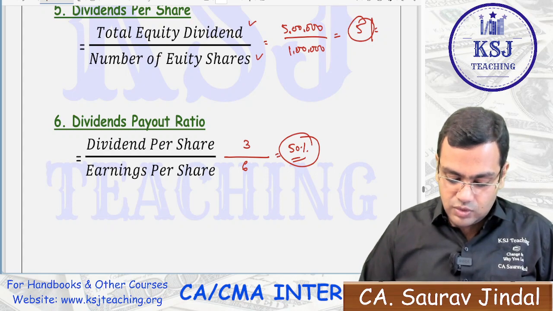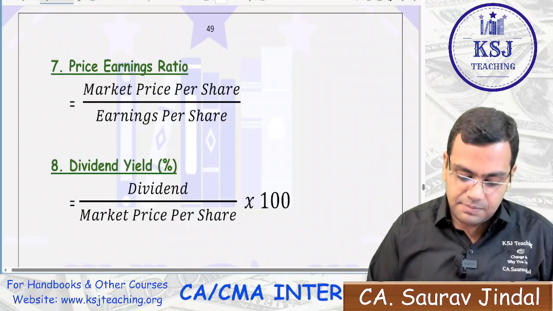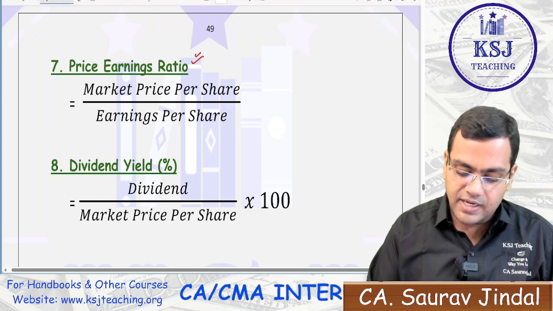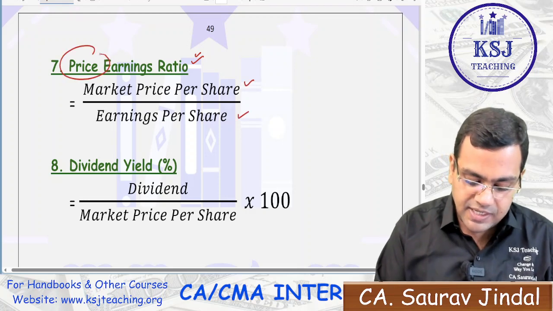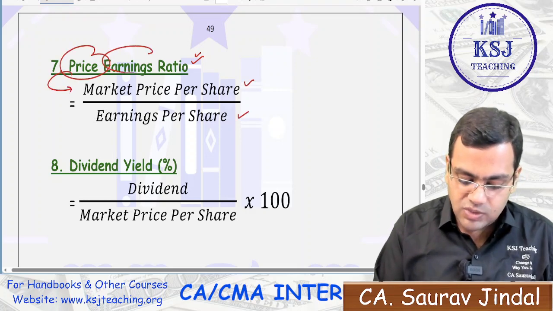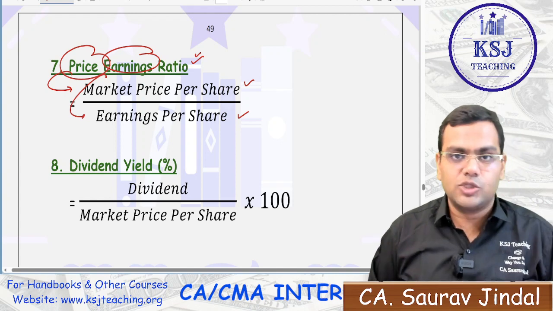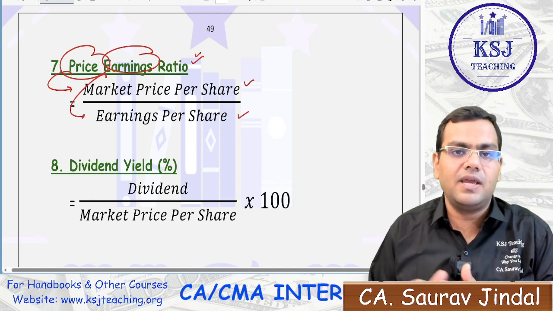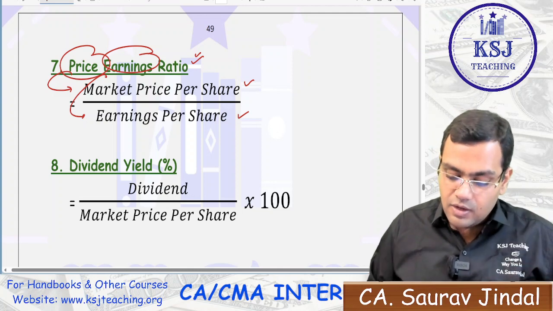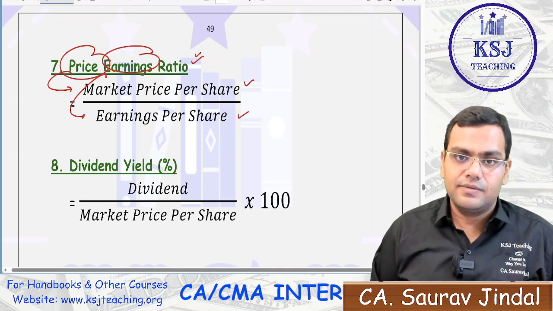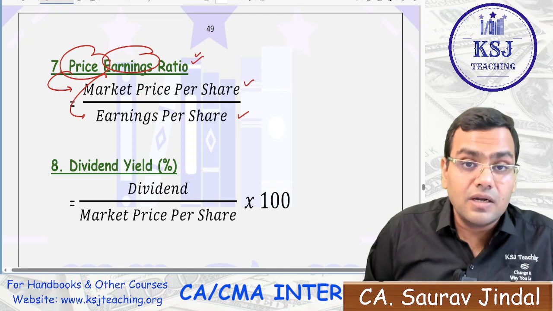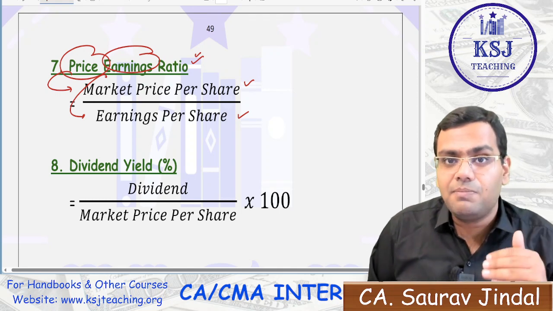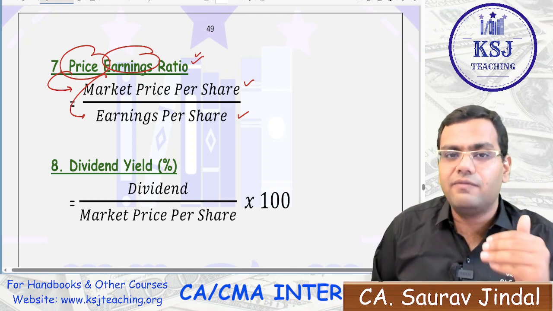Right? So next we have the price earnings ratio: market price per share divided by earnings per share. What is price, sir? Price is the market price. What is earnings? Earnings is EPS. So whatever you are earning per share, is the market price reflective of that or not?